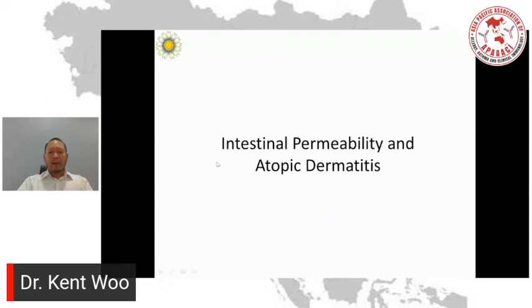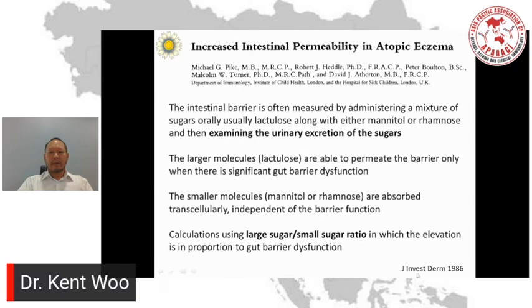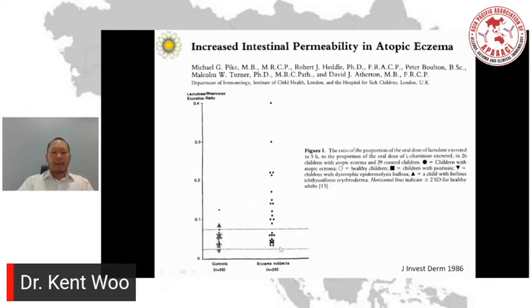I want to share with you a little bit on intestinal permeability and atopic dermatitis. Small studies, but very interesting. This was done initially in 1986, where the David Atherton group measured the urinary excretion of sugars and the ratio of mannitol or rhamnose to lactulose. The large sugar, small sugar ratio can demonstrate gastrointestinal permeability. And in this study, they found that eczema subjects had increased intestinal permeability compared to controls.